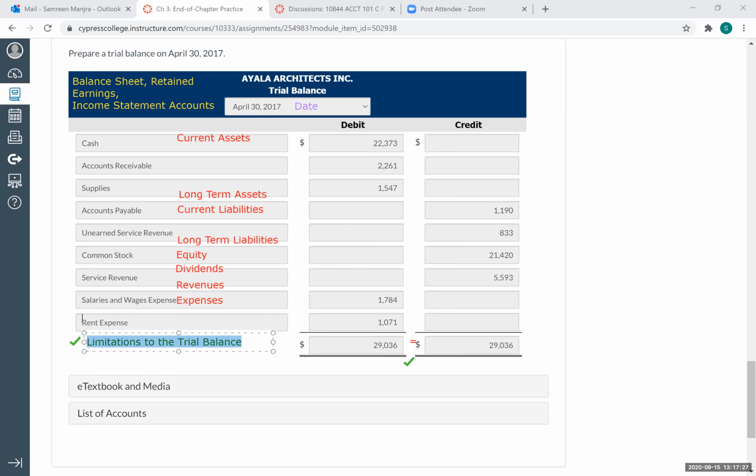Another issue is that if you have transposed the digits, so if you flip the digits, instead of typing in 73, you typed in 37 in your journal entry for both the debit and the credit, you wouldn't really find that error because the same error was happening on the debit and on the credit. So there are some limitations to the trial balance. I recommend reading those in your textbook and also completing those in the study guide.